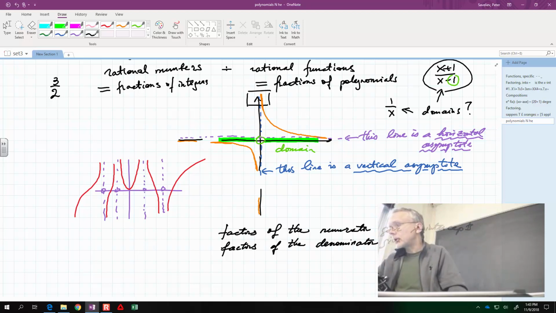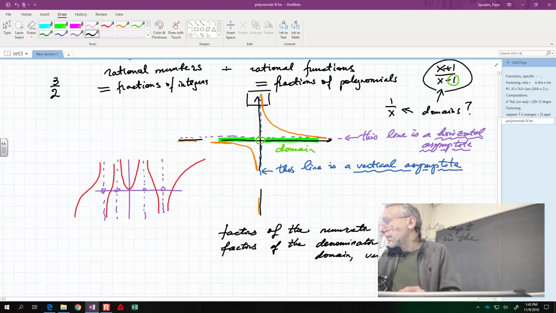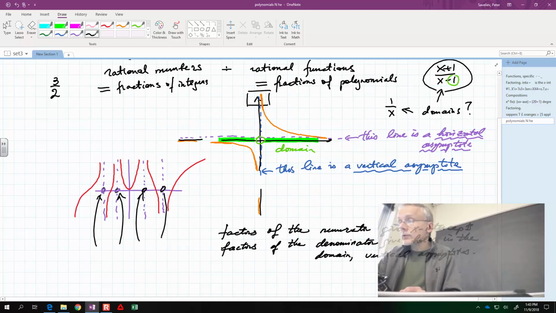So what do the factors of the denominator give me? Undefined values, in other words, points outside of the domain. So these give me the holes, if you like, in the domain, as well as the vertical asymptotes. So that picture on the left is, in fact, every one of these numbers. Where do they come from? They come from the denominator. All of these come from the zeros or roots of the denominator.